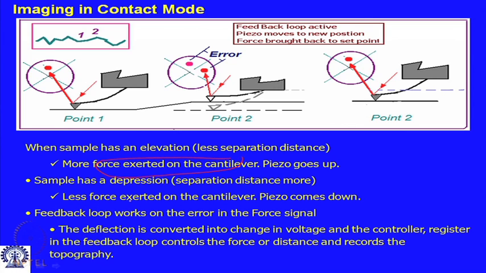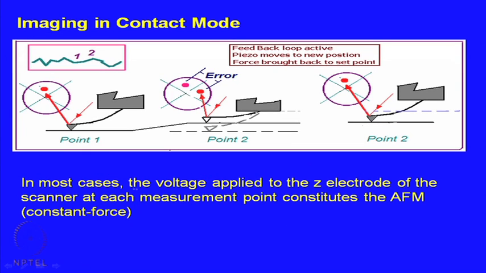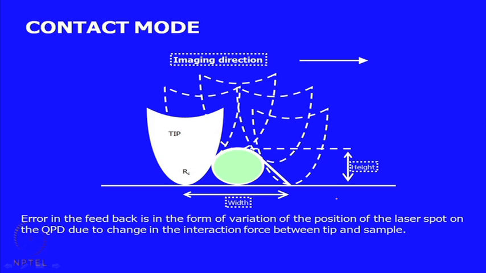Sample has a depression, means from point 1 to point 2. The deflection is converted into a change in voltage, and the controller registered in the feedback loop controls the force and distance, a record of the topography. So, in most cases the voltage applied to the Z electrode, the Z direction of the scanner, at each measurement point constitutes the AFM data. We will discuss this in greater detail. So, this is how contact mode actually works.